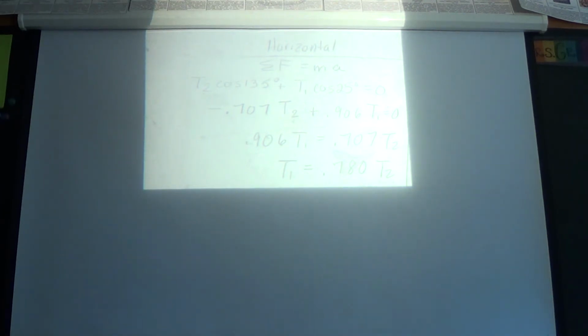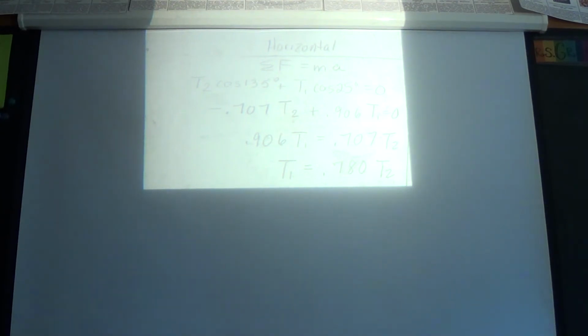Anyone do that and check my numbers? Are they okay? I solved for T2. That's not the answer, Morgan. Did you go T2 equals something T1? You just do the horizontal, and then you do the vertical next. Plug those in, and then you plug that back in, substitution.